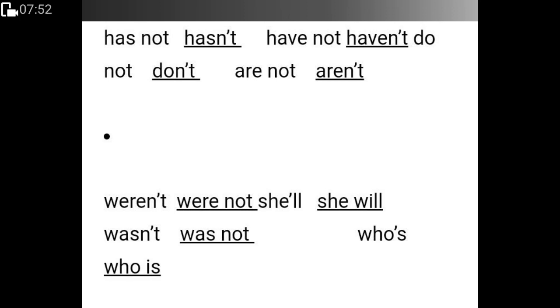Now we are given contractions, we have to find the full forms. Weren't, were not. She'll, she will. Now here we have hidden "wi", so the apostrophe is after "she". Wasn't, was not. Whose. Now we can use "whose" and "who's". That's two different things. If it has an apostrophe, then it is "who is". Otherwise it's "whose".